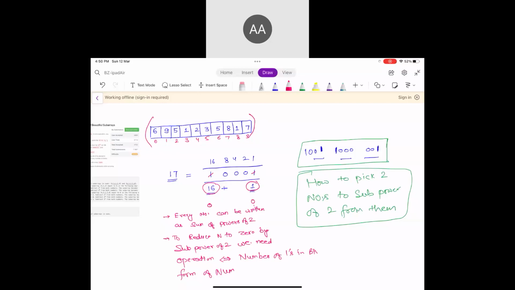Imagine if I'm planning to subtract 8, if I'm planning to subtract 2 power 3, this is 0th number, first number, second number in binary form. Which two numbers can I pick? Can I pick index 0 and index 2? Will this be the right selection? Can I subtract 8 from both of them?